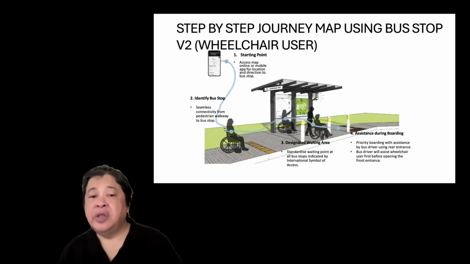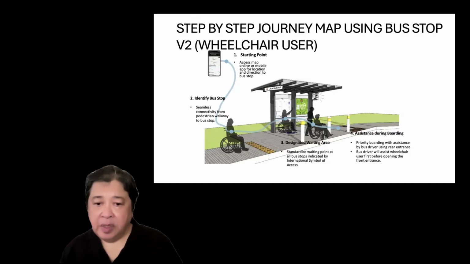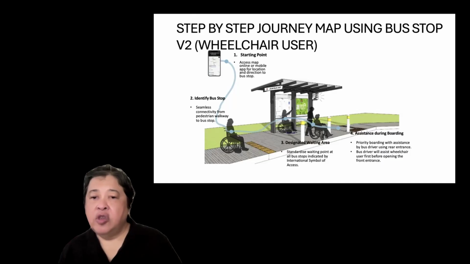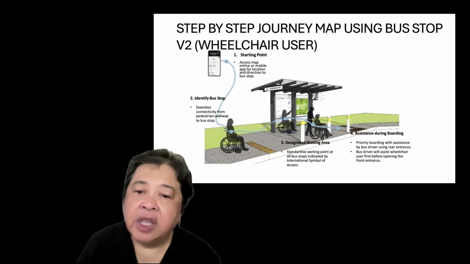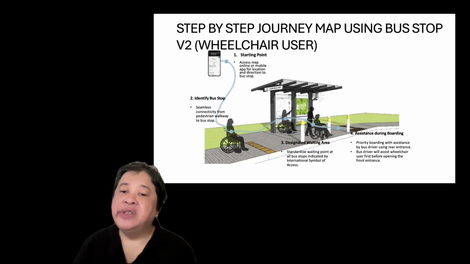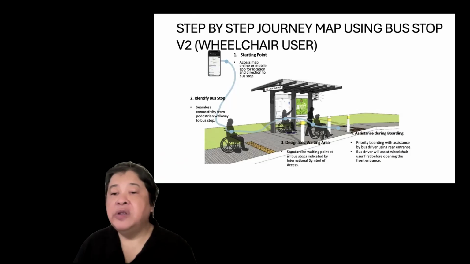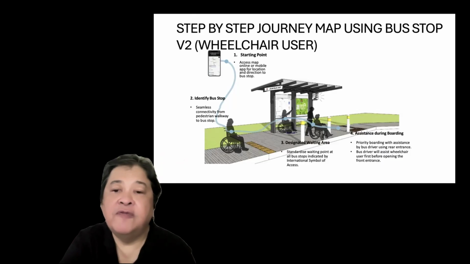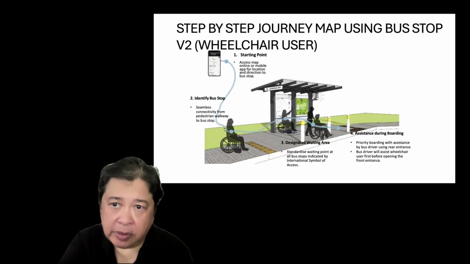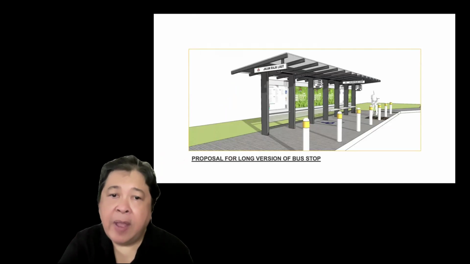and then when the bus arrives, you go to the waiting entrance of the bus, and you'll be assisted during boarding. You'll be given priority boarding with assistance by the bus driver using the rear entrance, and the bus driver will assist wheelchair user first before opening the front entrance for the non-wheelchair users. So you can replicate this prototype to make it longer, a longer version of the bus stop.